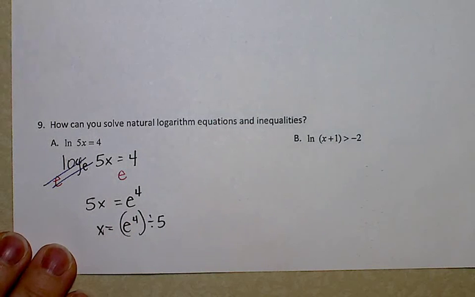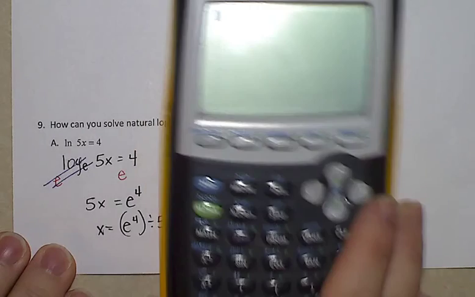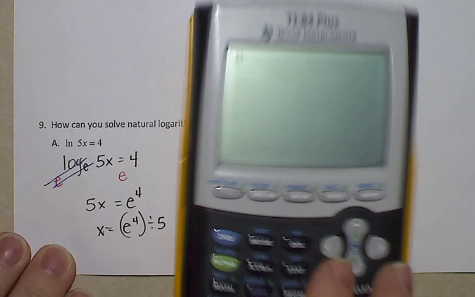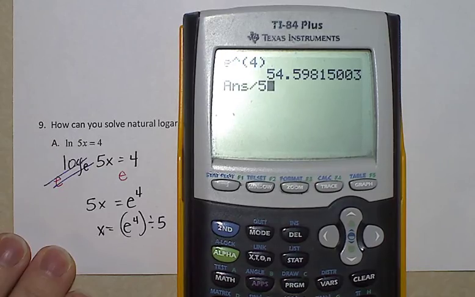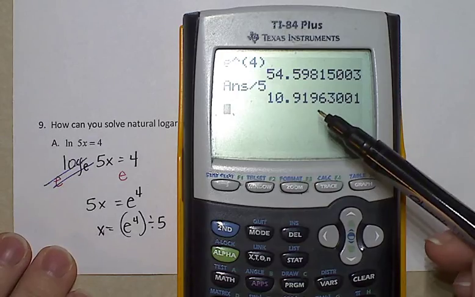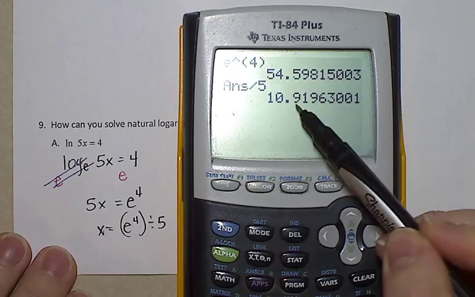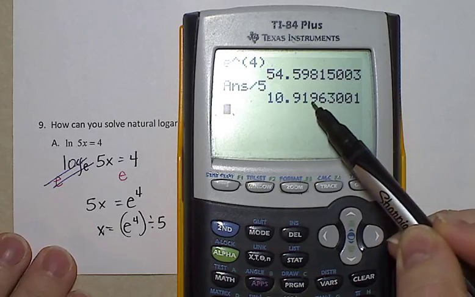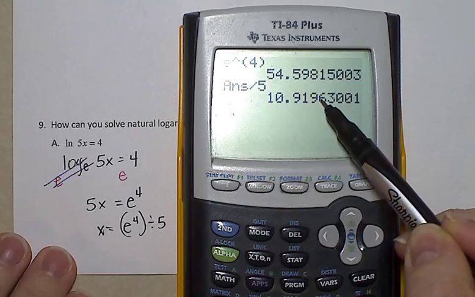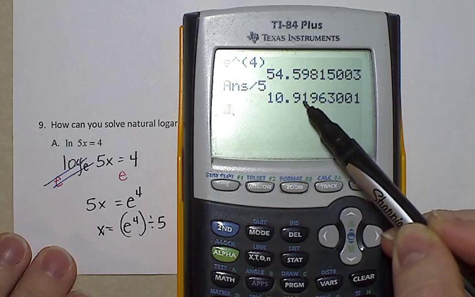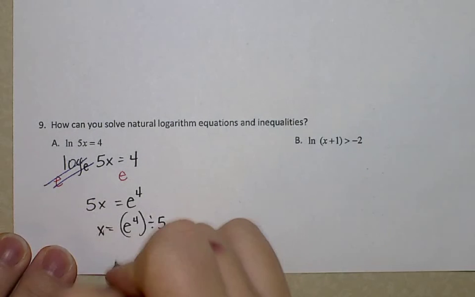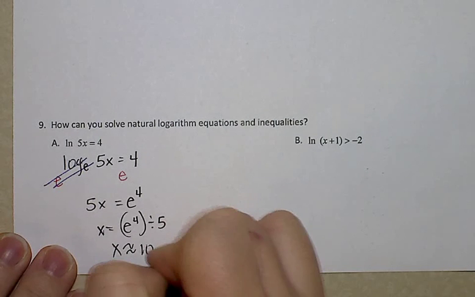So on your calculator, as a reminder, how do you find that e? It's going to be second ln, so e to the 4th, enter, and divide it by 5. Okay, now this was tricky for students in previous hours to round to the nearest thousandths. So I go 3 places over, which is a 9, and I look at the number behind it. Because it's greater than 5, it will bump the 9, which looks like a 19, actually up to a 20. X is approximately 10.920.